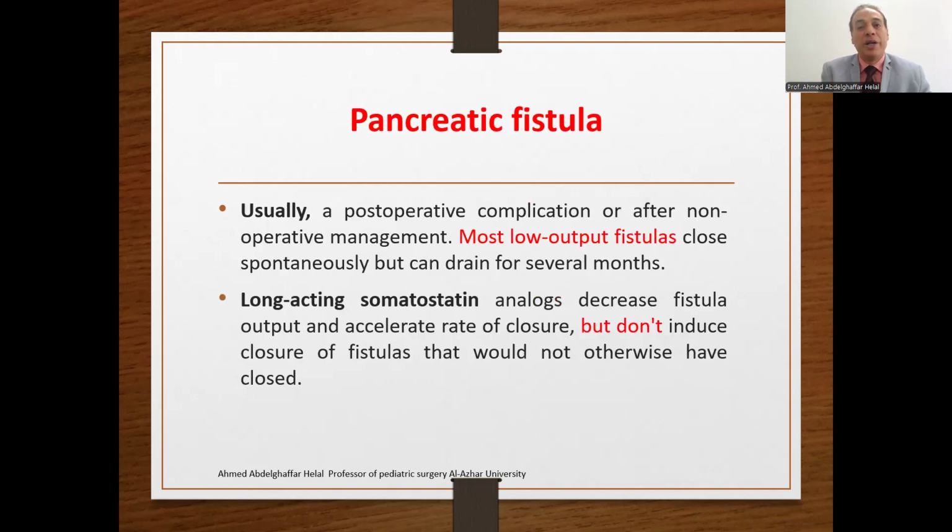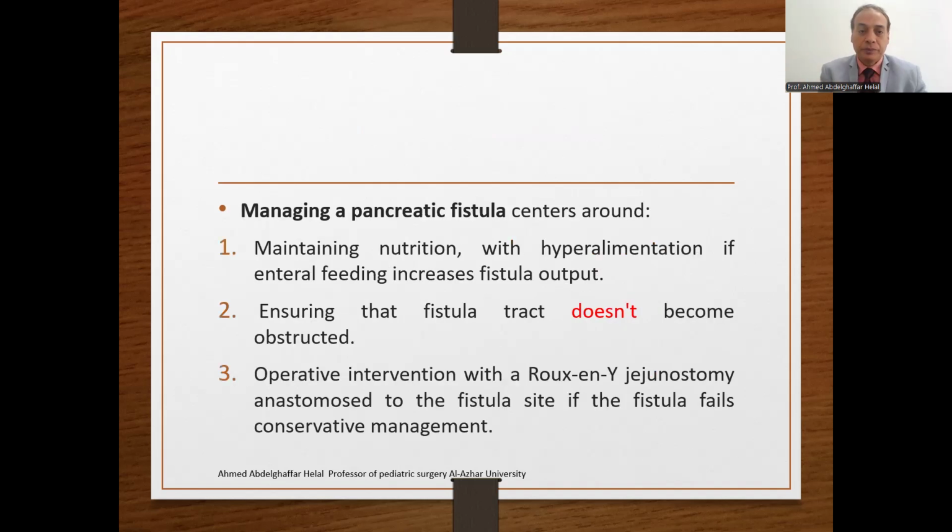of complications. Regarding pancreatic fistula, usually post-operative or after non-operative management, most low output fistulas close spontaneously provided that the tract is not obstructed. However, it may drain for several months. There is a trial of use of long-acting somatostatin analog to decrease the fistula output and accelerate the rate of closure. But it doesn't induce closure of a fistula that wouldn't otherwise close.